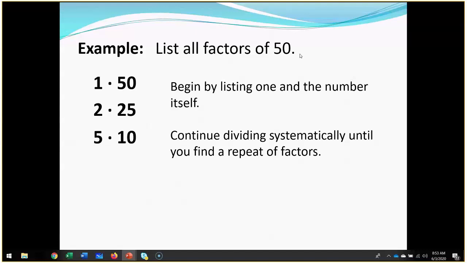Then I'm going to check 6. 6 does not work. 7 does not work. 8 does not work. 9 does not work. The next one would be 10. So since I already have that one, I know I'm done. And here's all my factors.